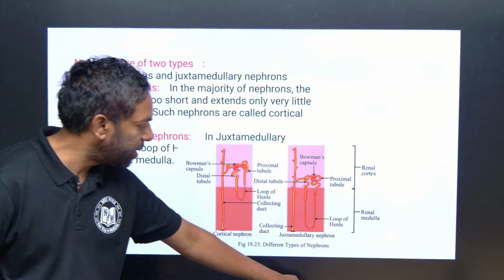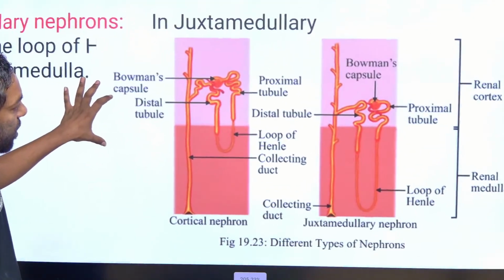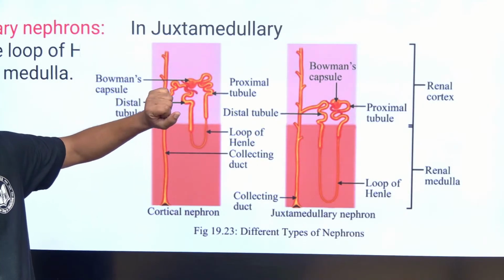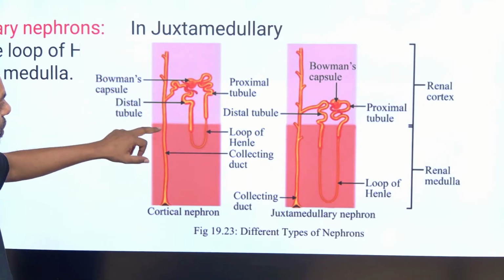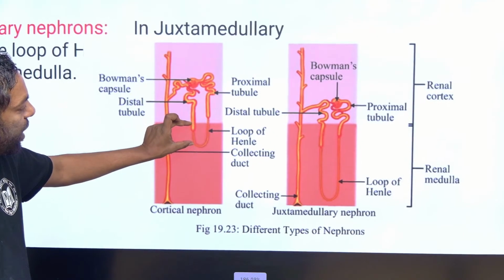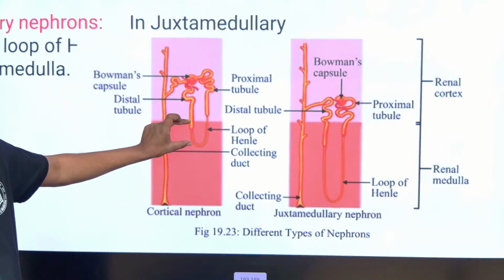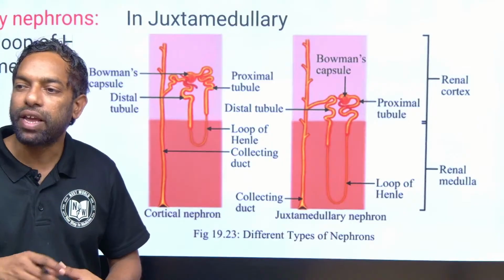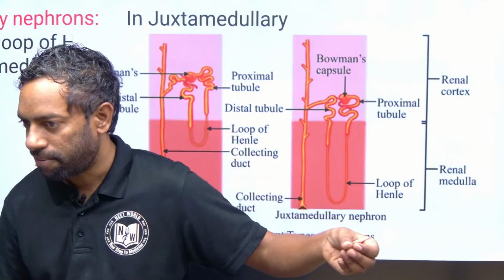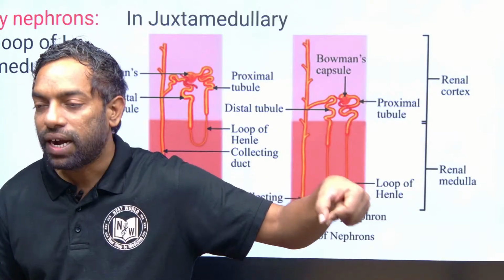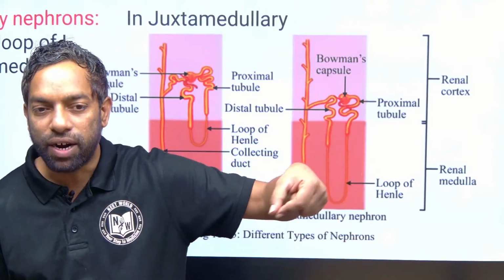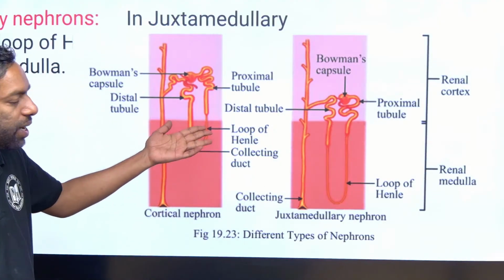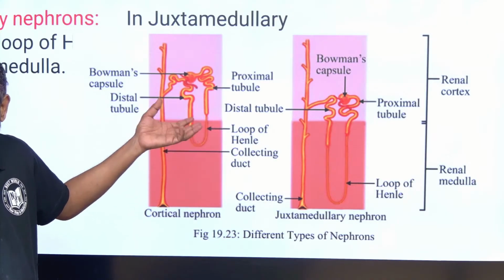Just look into the diagram. The high-density part is the medulla. The light part is the cortex region of the kidney. So the Henle loop is very short in the cortical nephrons. Along with the Henle loop, there is a capillary network we call the vasa recta. The capillary network that covers the Henle loop is called the vasa recta, right. So along with the Henle loop, the vasa recta is also reduced in the cortical nephron.